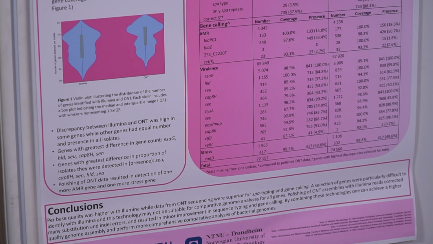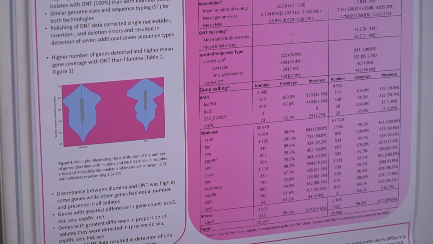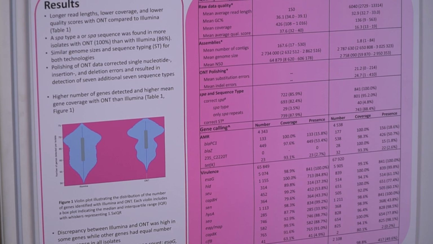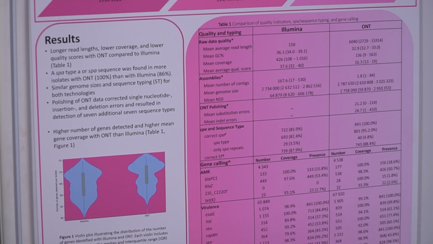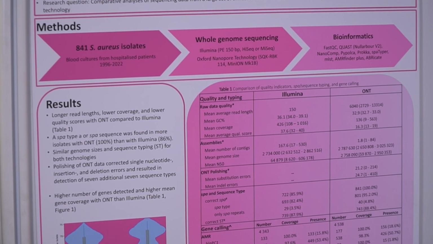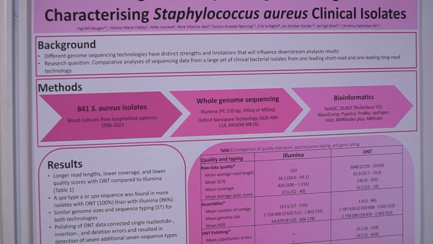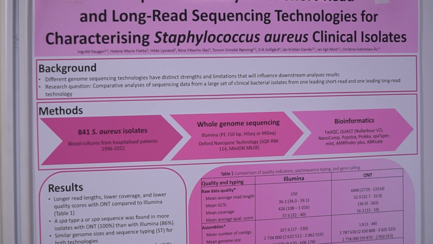The SPA gene is also a gene that contains several short repeated sequences, and a correct SPA type or SPA sequence was found in about 86% with the short read technology and 100% with the long read technology, whilst sequence typing was similar between the two technologies.